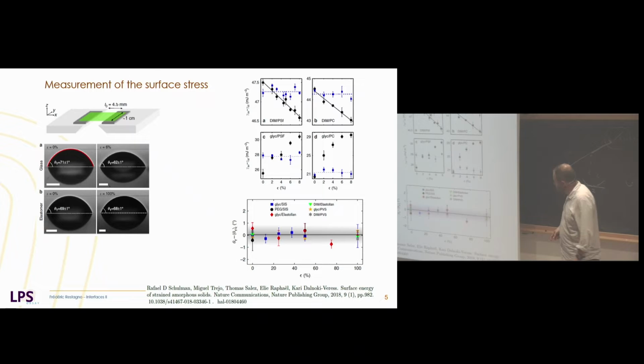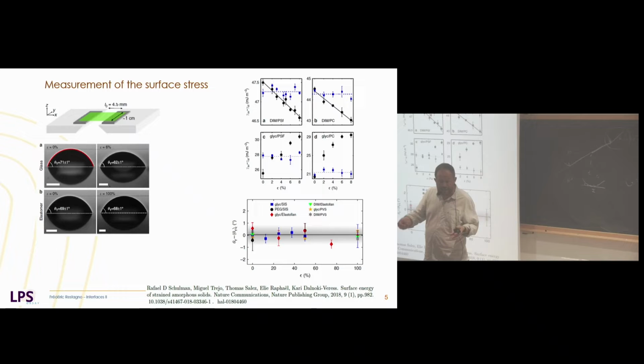So I want to discuss this paper by Raphael Schulman, together with Kari Dalnoki-Veress, Eli Raphael and Thomas Salez. Basically what they wanted to know was, can we use the wetting property to test the surface stress? I have a solid, I put a droplet of liquid, I measure the contact angle. I take the same solid, I pull on it, I put the same liquid, I measure the contact angle. If the surface energy depends on the strain, then it will be the signature of the Shuttleworth effect. Okay, so that's the experiment.